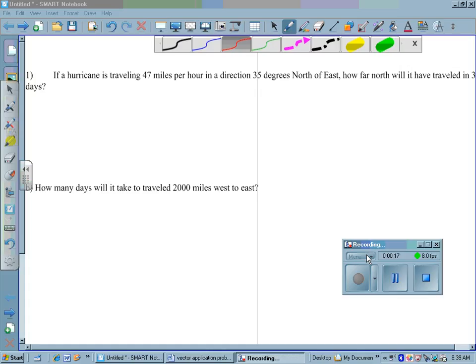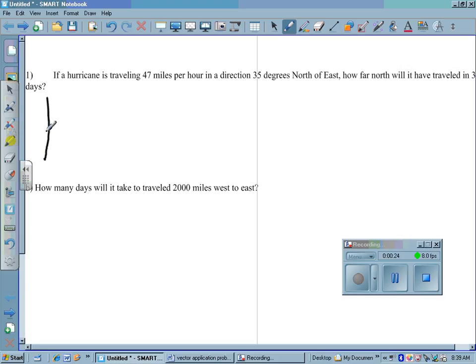It says a hurricane is traveling 47 miles per hour at 35 degrees north of east. So if we just sort of draw that, here's what it would look like. I'm not going to draw it to scale or anything like that. Got my hurricane here, and it's going to be going northeast, and this is a 35 degree angle here, and I'm going to put 47 miles per hour up here because that's how fast it's going. And it wants to know how far north it will have traveled in 3 days. Okay, how far north will it have traveled?